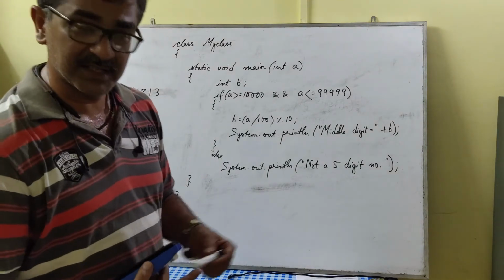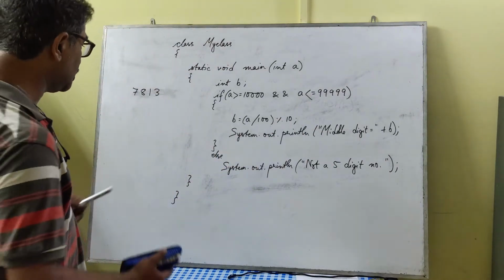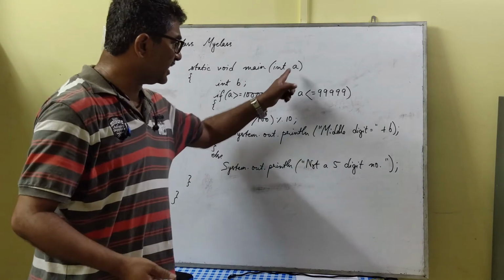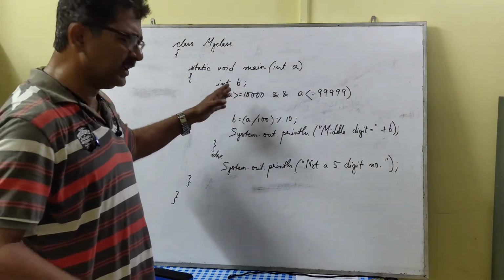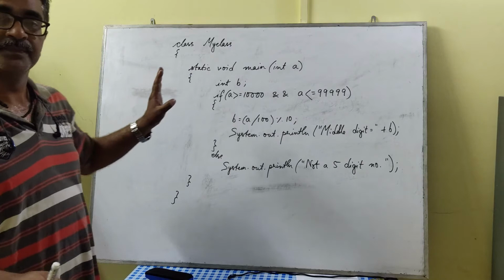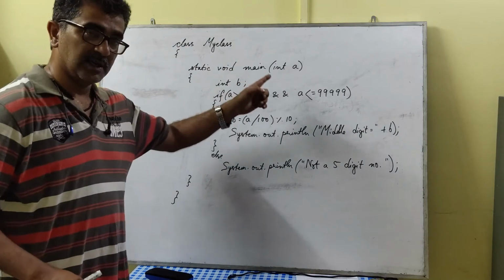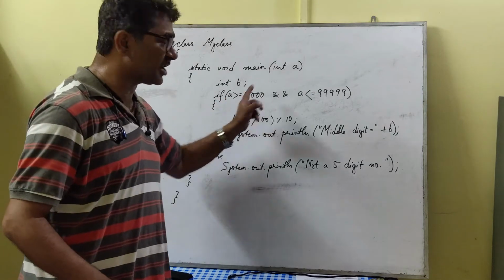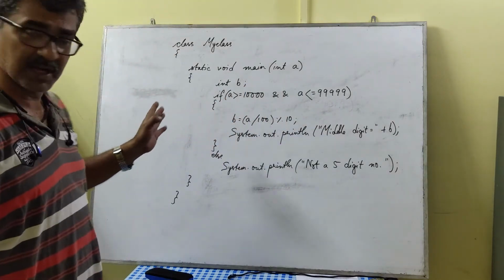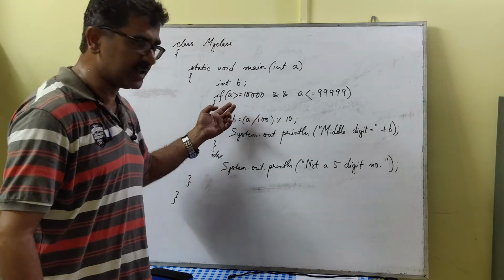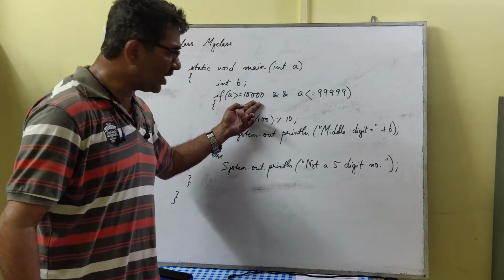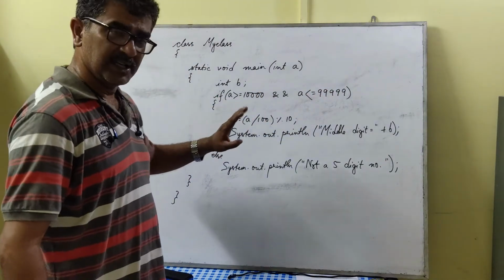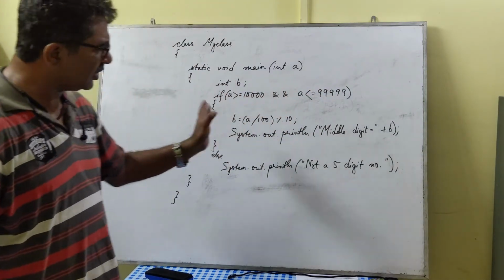Now let us try to understand this program, how I am able to do it. We take a number as input. I have taken one more variable b, where I am going to store the middle digit, provided the number is a 5-digit number. The first thing we need to do is check whether the number is a 5-digit number or not. How do we do that? We check whether the number is greater than or equal to 10,000 and less than or equal to 99,999. If it is, that means it's a 5-digit number, no doubt regarding it.